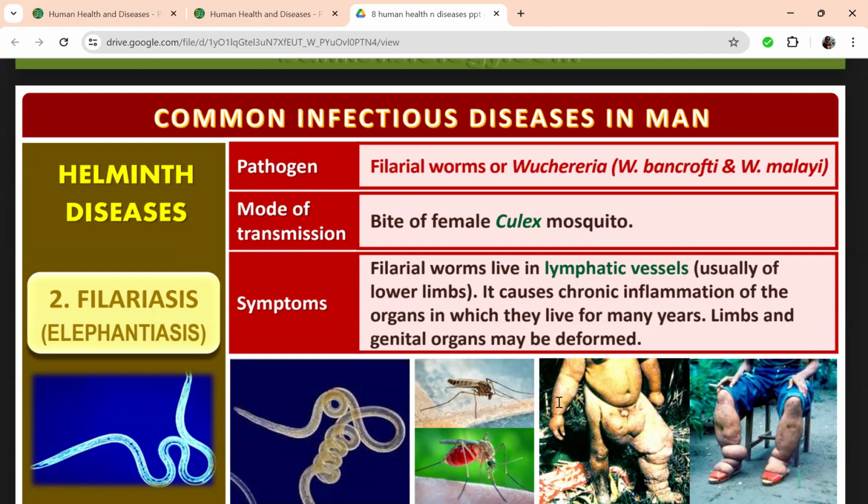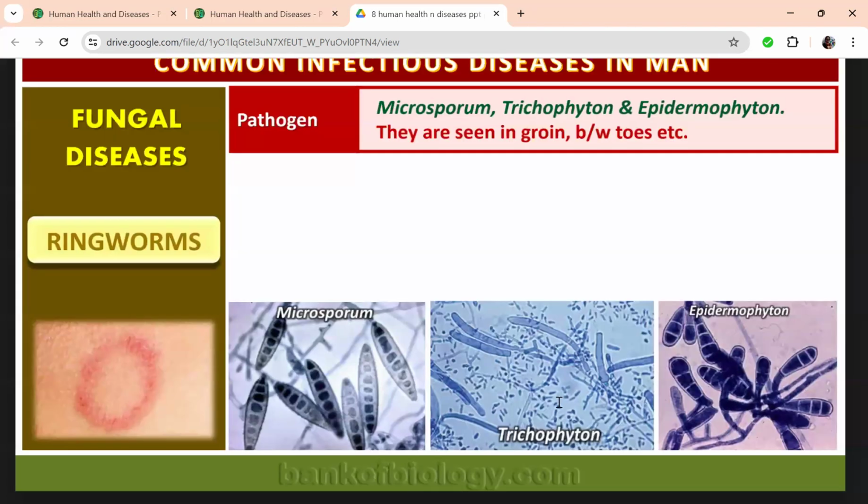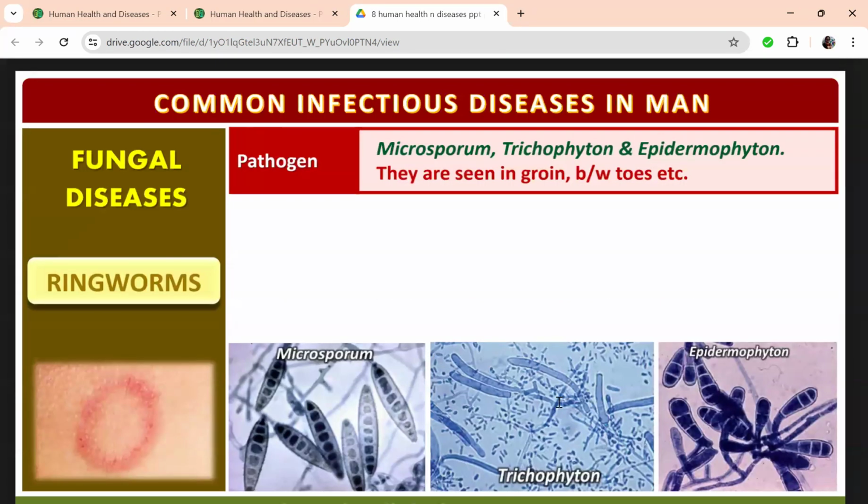Symptoms: filarial worms live in the lymphatic vessels, usually in the lower limbs. It causes chronic inflammation of the organs in which they live for many years. Limbs and genital organs may be deformed. So there might be a deformation of the legs. They might become very big, very swollen. That is basically the disease that will be caused.